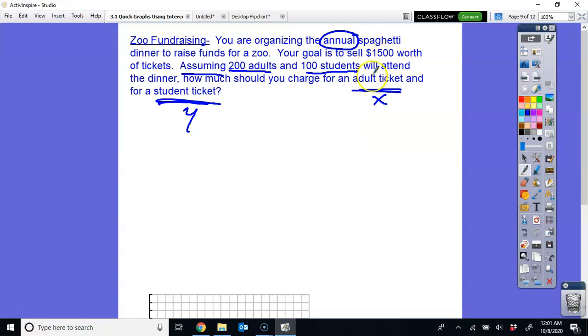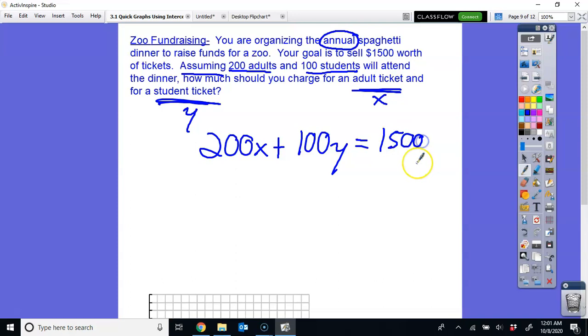But I know that I also want to sell $1,500. Now, if I sell more, it's okay. But my goal is to have 200 adults times whatever I charge them, plus 100 students times whatever I charge them, equal to $1,500. Again, if I end up with more, that's okay, but I'm just trying to set a price to start. Notice this equation has an x and a y, not just an x like the ones we just practiced. So when you have an equation that has an x and a y, this is when that whole concept of graphing the line comes into play.